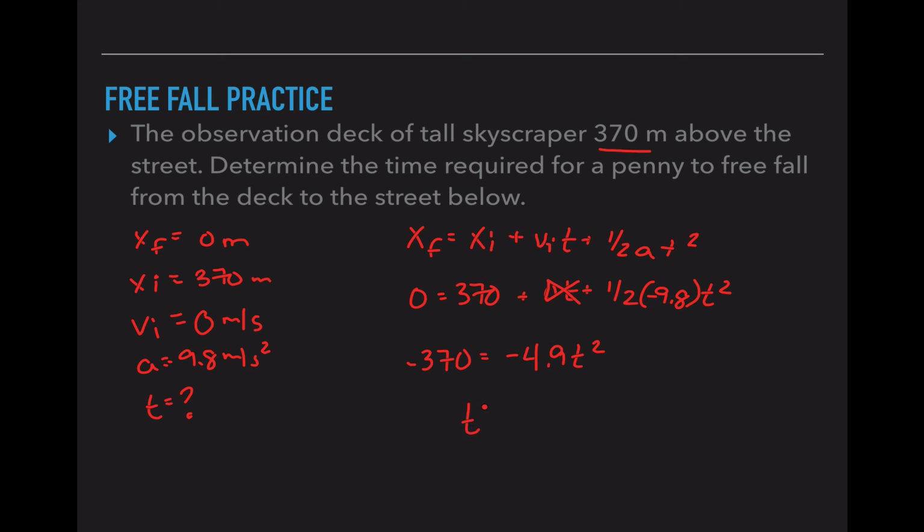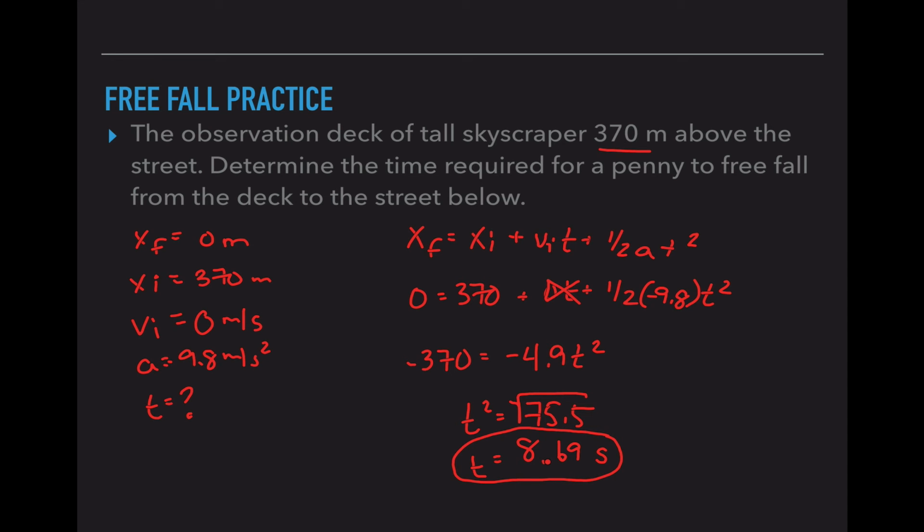Divide out, and t squared equals 75.5. And get rid of that squared by square rooting both sides. And t is 8.69 seconds. So that is our final answer. It takes that penny 8.69 seconds to fall to the bottom.